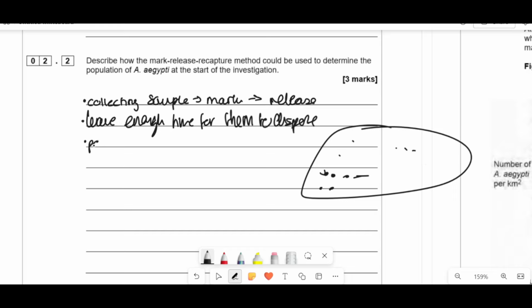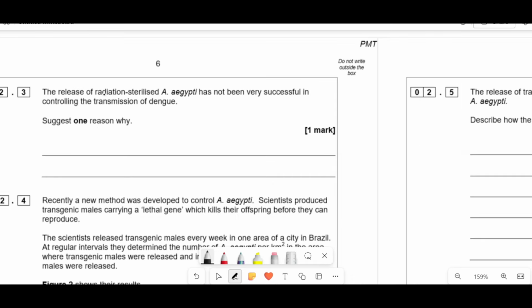Then what you do is you estimate the population size by doing number in first sample times number in second sample, divided by the number marked in second. There you go. Then it says the release of radiation-sterilized Aegypti has not been very successful in controlling the transmission of dengue. Suggest why.